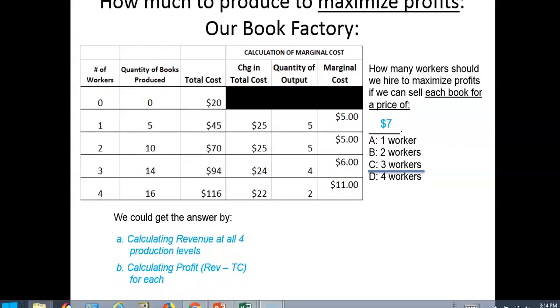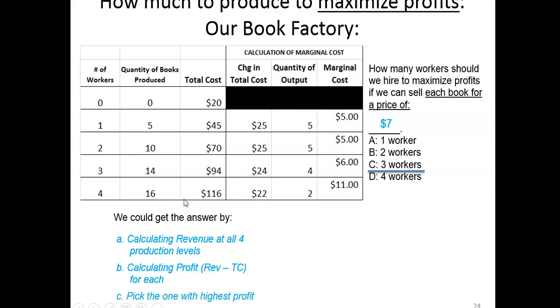Calculate the profit that we would anticipate that we would get. So the revenue minus the total cost at each level of production, and then simply pick the one where the profit is highest. So we could do that. But here that would take a while, and we have 5 levels of production. But imagine if we had 100 levels of production. Right? Imagine if we were deciding between 0 and 100 workers.